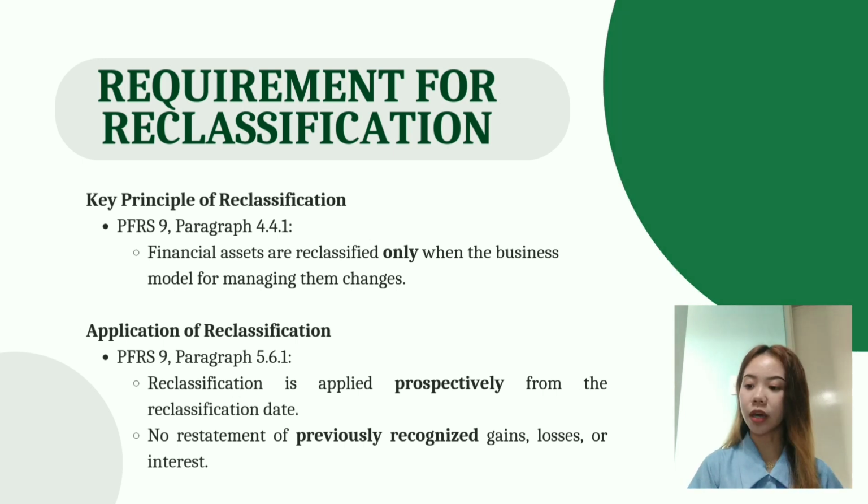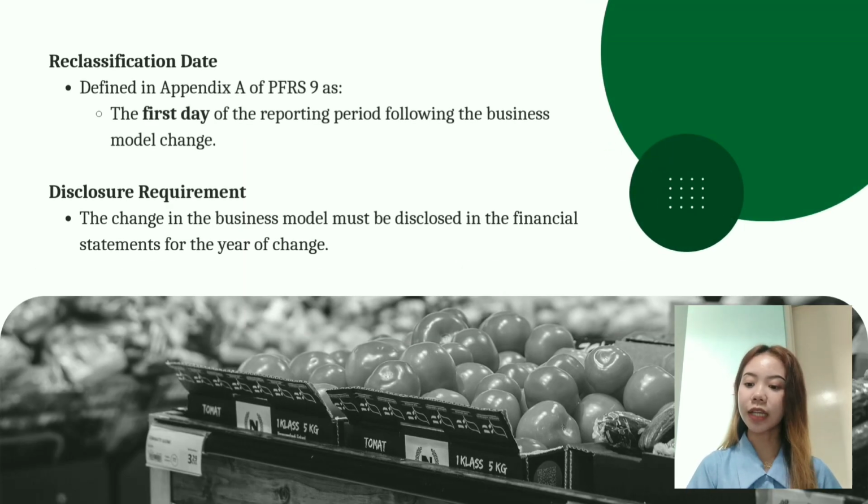As defined also in the Appendix A of PFRS 9, the reclassification date is the first day of the reporting period following the change in business model that results in an entity reclassifying financial asset. So this means that if the change in business model is in 2021, the reclassification date will be on January 1, 2022. Although the reclassification is applied prospectively, the change in the business model must be disclosed in the financial statements of the year it occurs. This is because such changes are significant events that affect the entity's financial position and performance.